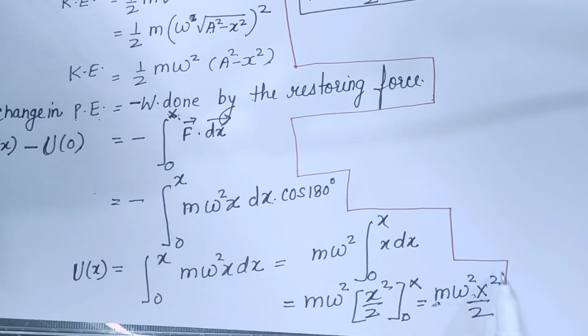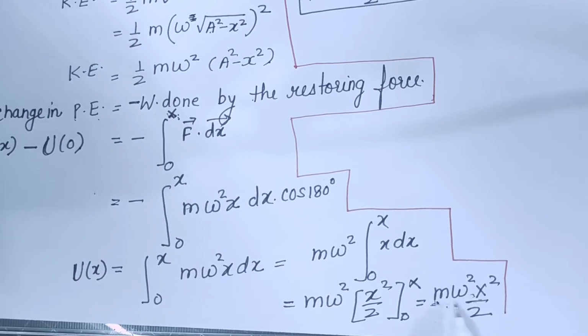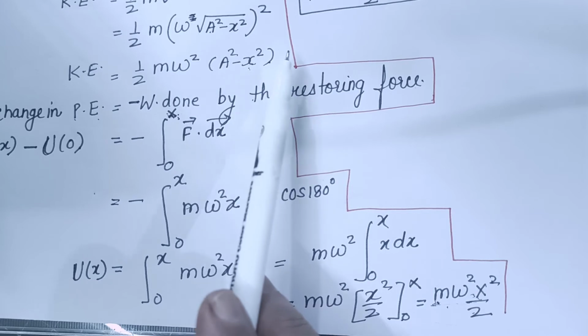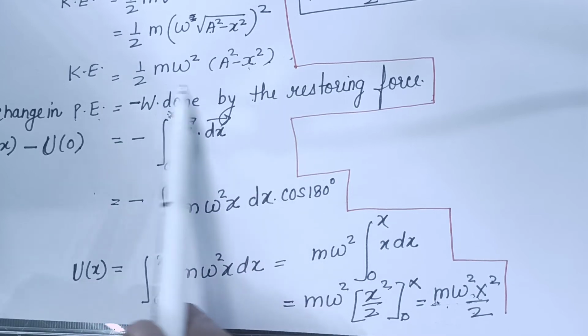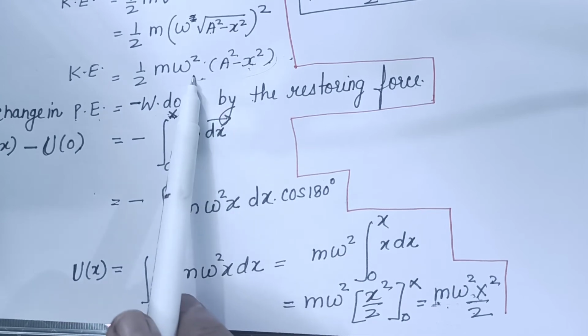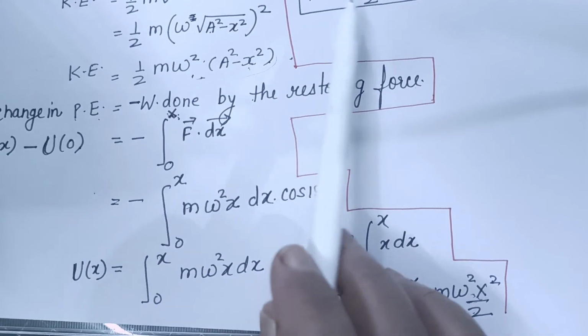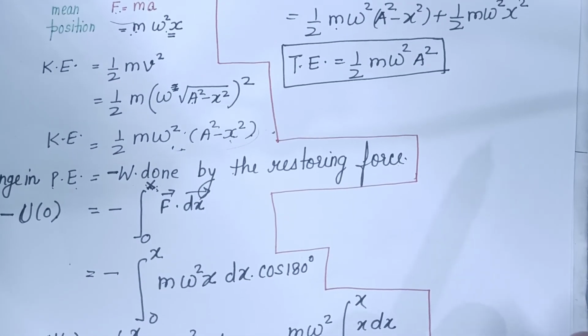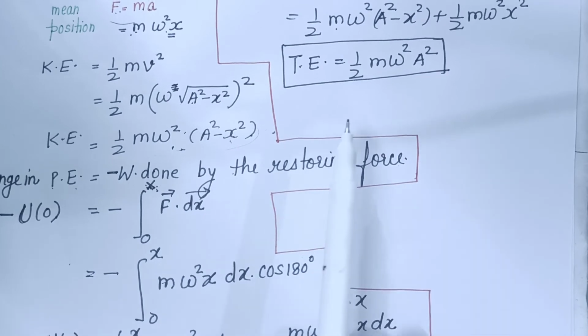At extreme position, potential energy is maximum, half m omega square a square, while at extreme position, when you substitute the value of x as amplitude a, this expression will become 0, and kinetic energy at the extreme position will become 0. So total energy in the SHM, simple harmonic motion, remains constant, although the two energies keep on interchanging from one form to other form.